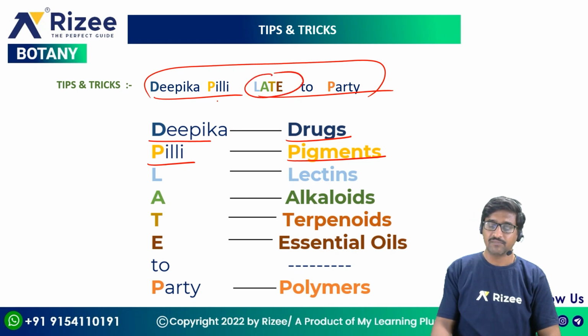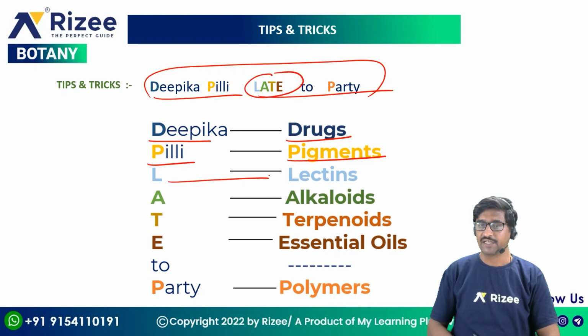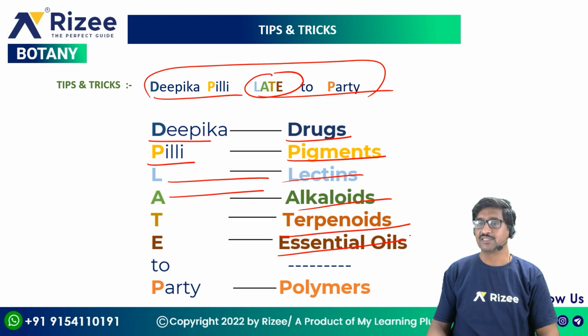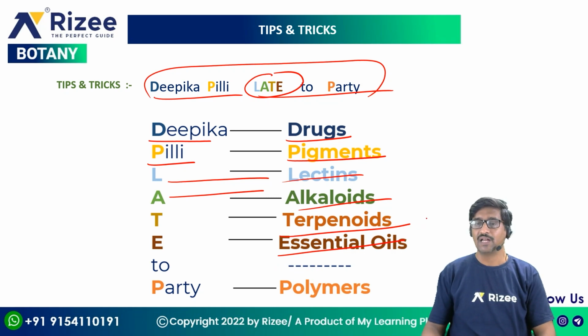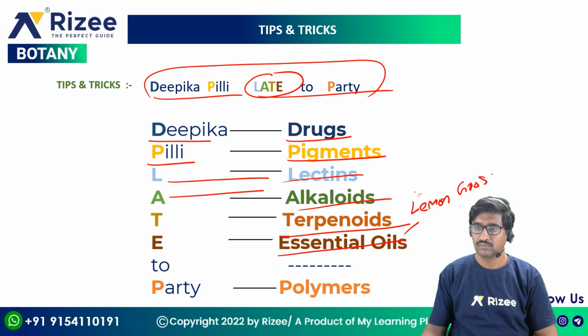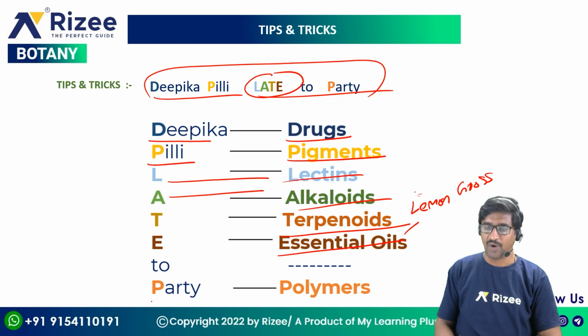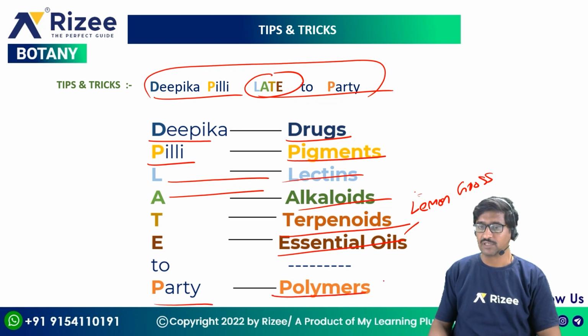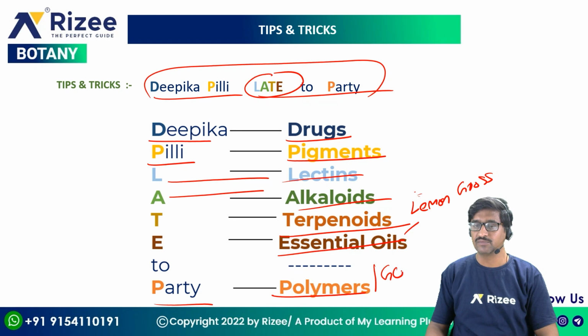In late, L means lectins, A means alkaloids, T means terpenoids, E means essential oils, that is lemongrass oil. In party, P means polymers. What are polymers? Gums and resins come in this polymers.